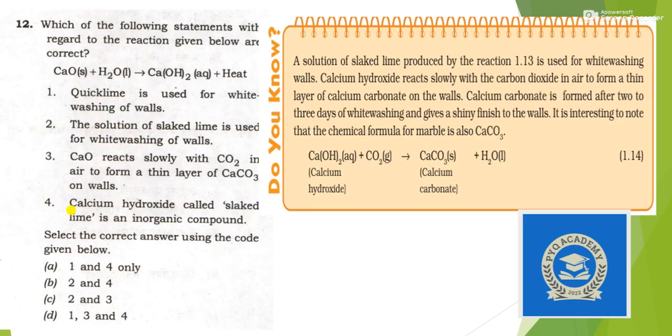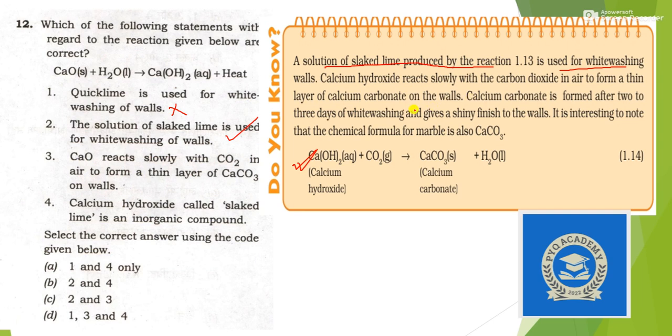Next, again a very repeated question. Although the question is not exactly repeated, a number of questions have been formed from this image in the last few years. Which of the following statements is correct with regard to the reaction? The reaction is given here. Let's consider the statements. Quicklime is used for whitewashing of walls. If you read here, you will find that a solution of slaked lime produced by the reaction is used for whitewashing, not quicklime. So this is wrong. A solution of slaked lime is used for whitewashing. Yes. CaO reacts slowly with CO2 in air to form a thin layer of CaCO3 on walls.